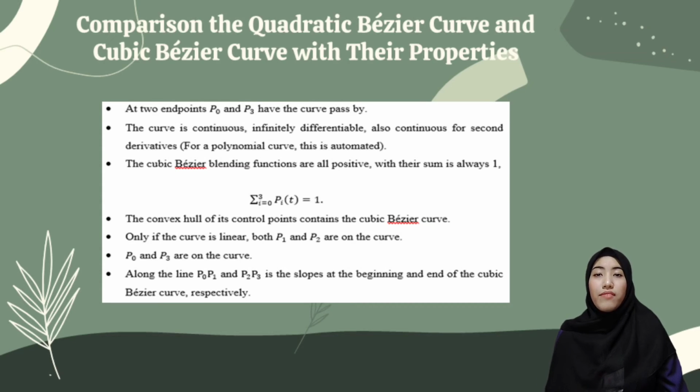Thirdly, the quadratic Bezier functions are non-negative and sum to 1, similarly to the cubic Bezier, which are all positive. Next, both methods have the convex hull property, where the control points contain the quadratic and cubic Bezier curve. Thus, the quadratic Bezier curve is a straight line if the points P0, P1 and P2 are collinear, while the cubic Bezier curve is linear only if both P1 and P2 are on the curve. Although the quadratic and cubic Bezier curves have other properties, this paper has stated a few.